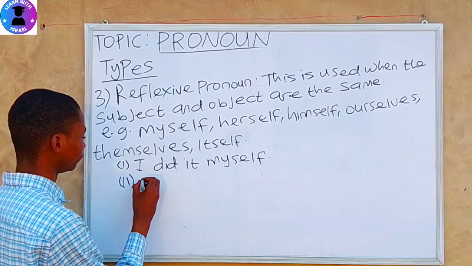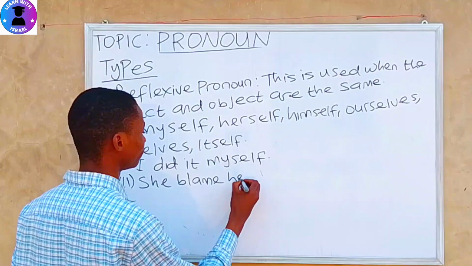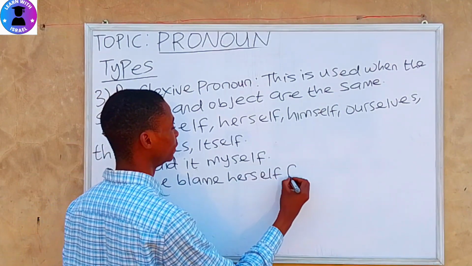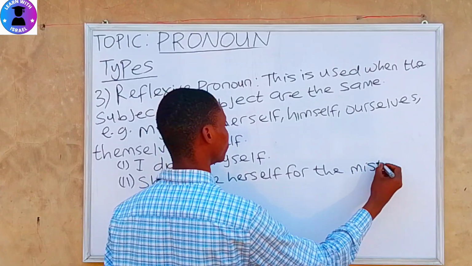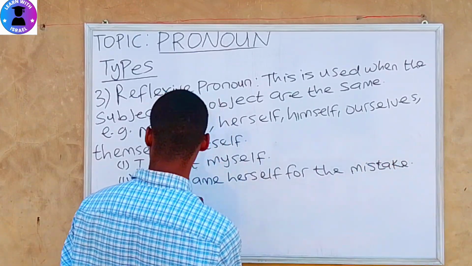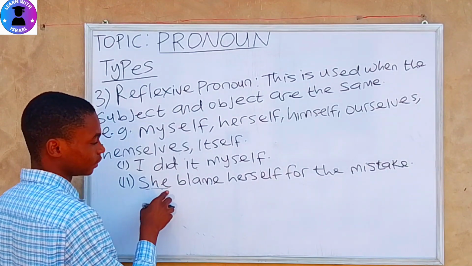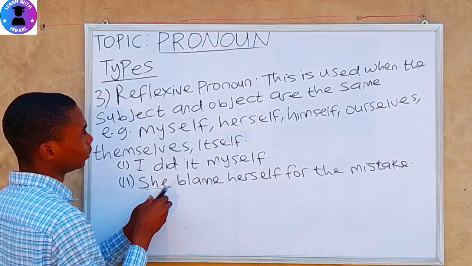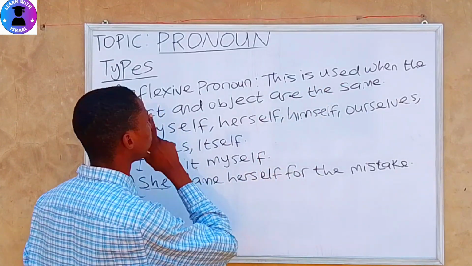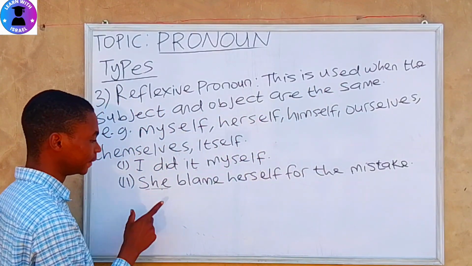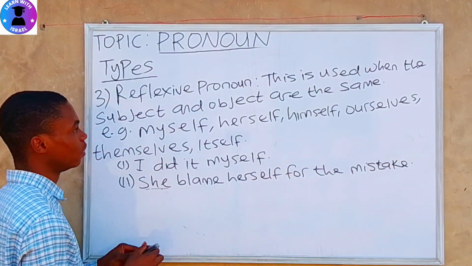Another one: she blamed herself for the mistake. So she is a pronoun for the subject. She is a pronoun for the subject. So it is reflexive pronoun. This is the reflexive pronoun herself. This is used when the subject and object are the same. She blamed herself for the mistake.